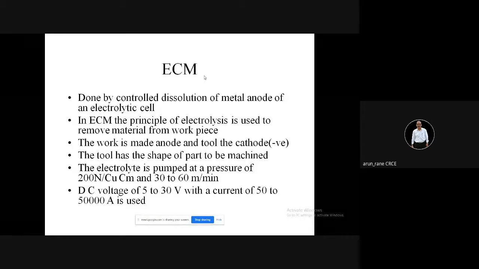These are the steps in electrochemical machining. That is, your workpiece is made the anode, and the tool, which is the replica of the cavity to be cut, is connected to the negative terminal. The principle is the same, that is the principle of electrolysis, which you already learned in chemistry.